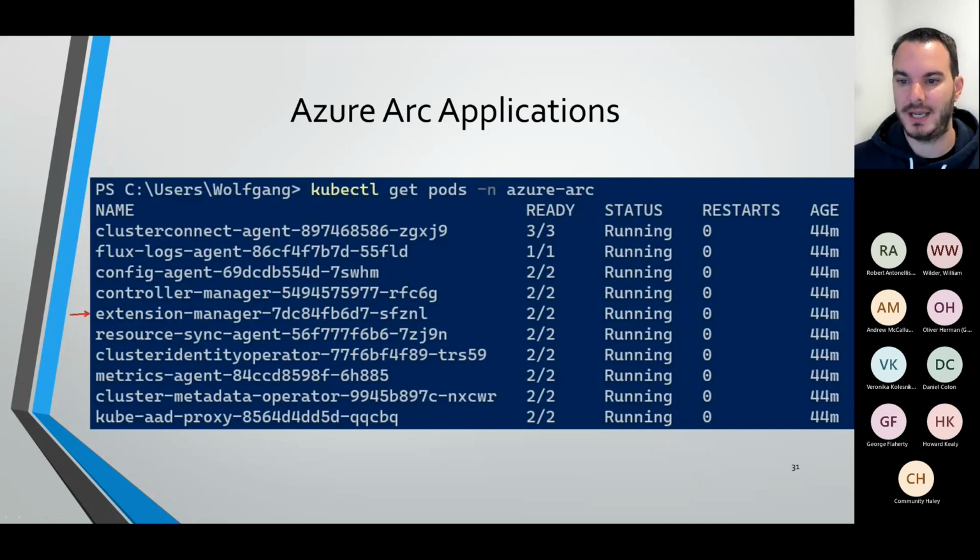For example, you have here an extension manager taking care of your extensions. Then you have here a metrics agent taking care of your metrics or gathering your metrics. And then you have here an Azure Active Directory proxy, which allows you to connect through Azure Active Directory to the Kubernetes cluster.